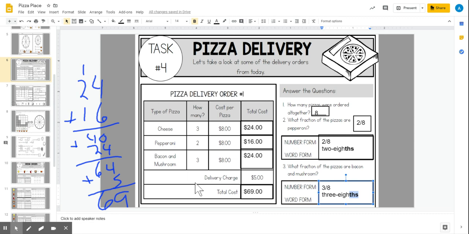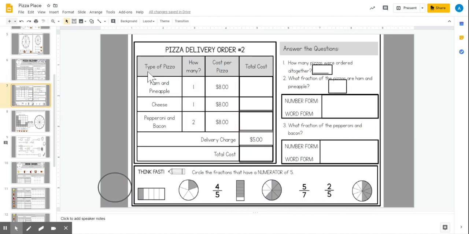All right, so we filled out our chart and then we also answered our questions. So now it is going to be your turn. You're going to go to the next slide. You're again going to fill out the chart, see what you need to multiply and put over here. Again, answer your questions.